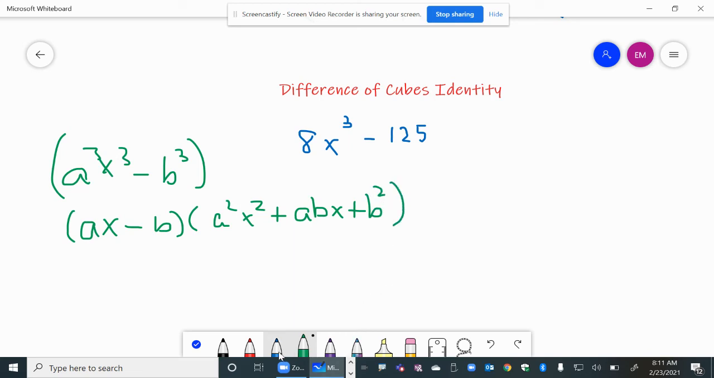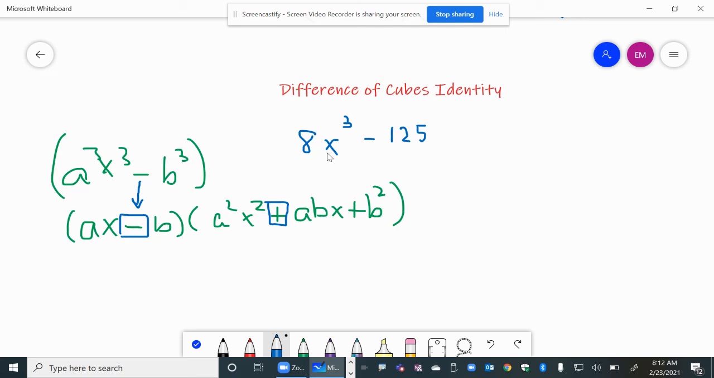Notice the only difference is right here. These switched sides. When you have the sum of cubes, you're going to have an addition sign inside the binomial, and you're going to have a subtraction sign inside the trinomial. When you have the difference of cubes, you're going to have subtraction inside the binomial and addition inside the trinomial. And the easy way to remember that is whatever sign you're starting with is going to be the sign that goes into the binomial. Hopefully that's pretty easy.